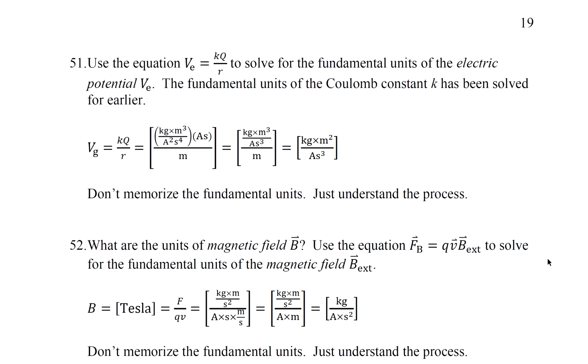Question 51, use the equation V equals k Q over r to solve for the fundamental units of the electric potential V sub E. So 51, there's a small mistake. It should say V sub E, not V sub G. You could see there's a mistake there. So plug in the fundamental units for each variable to get an answer.